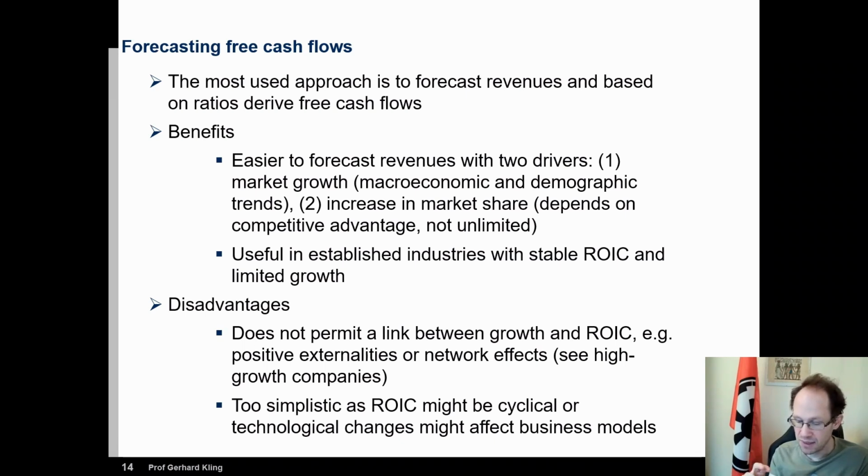The other thing is it works quite well if the industry is quite stable. So if your profitability level is more or less stable, like in the case of Kellogg's, making assumptions about revenue is a good starting point. Now, the disadvantage is in some industries you have a strong link between your size and your profitability. And this in particular is the case for online business, because in this case, we have what you call positive externalities or network effects.